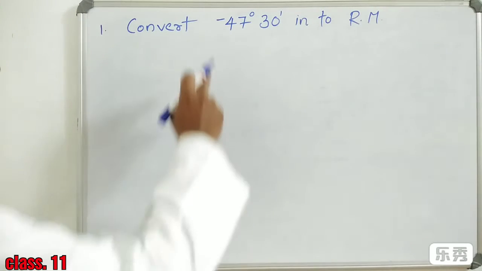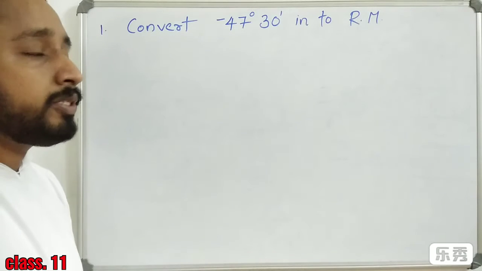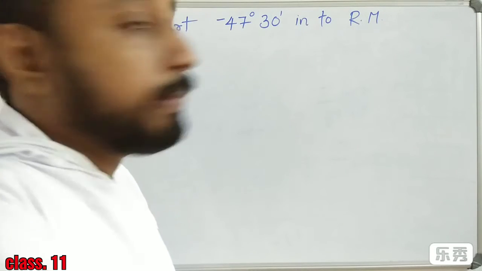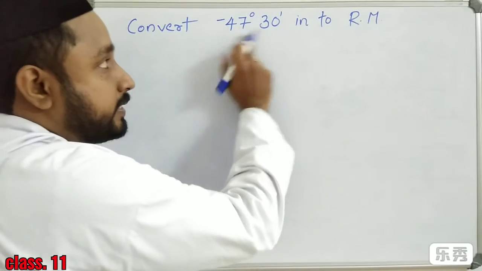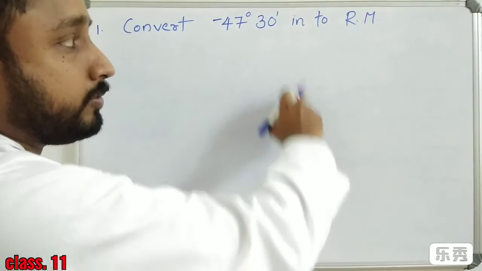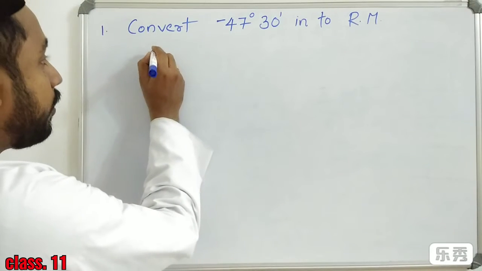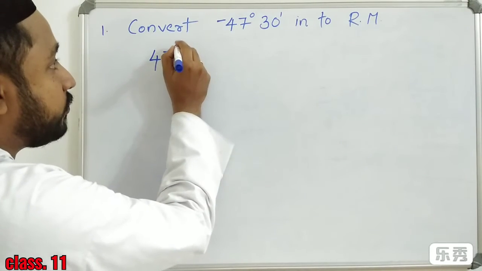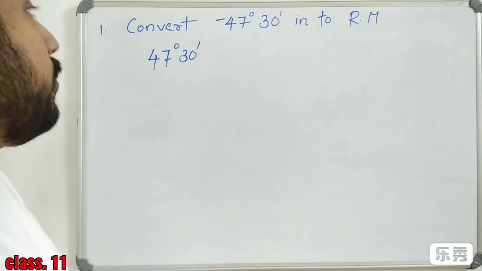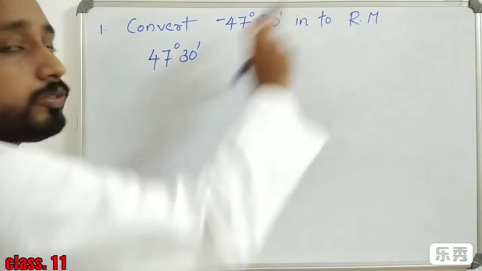So we have the formula to change degree measure into radian measure and radian measure into degree measure. Here our measure is minus 47 degree 30 minutes. It's a negative angle, and we have to change that into radian measure. So the answer in radian measure is also negative. I am going to take only the positive angle, that is 47 degree 30 minutes. In the last step we can put the minus sign. So we have to change 47 degree 30 minutes into radian measure.